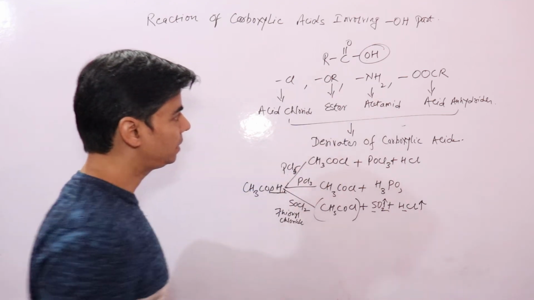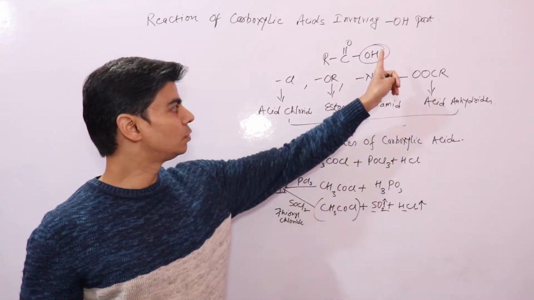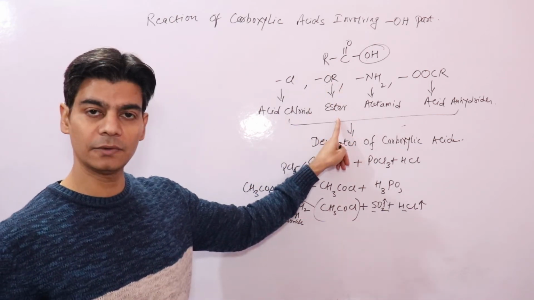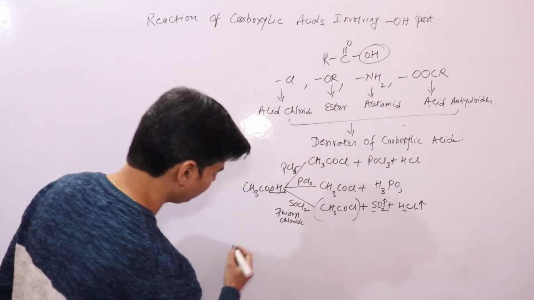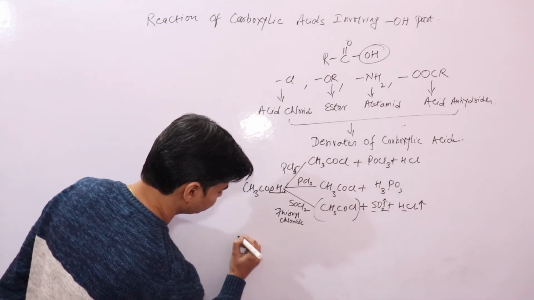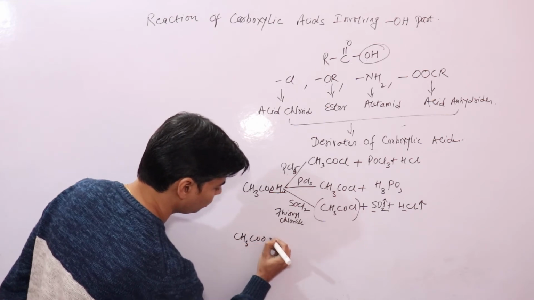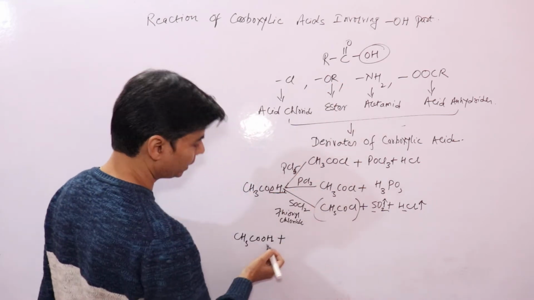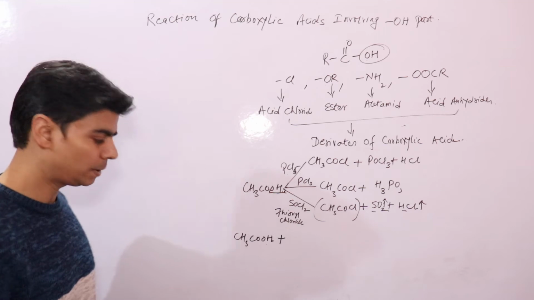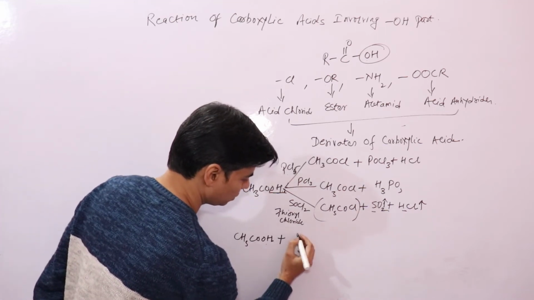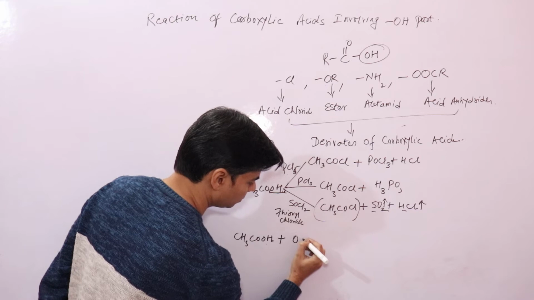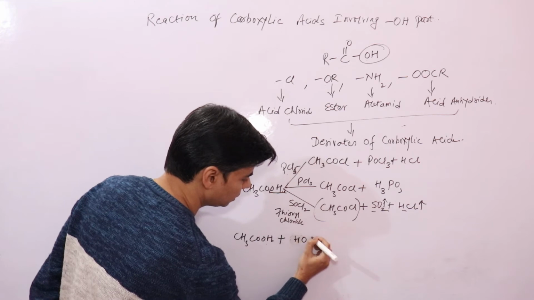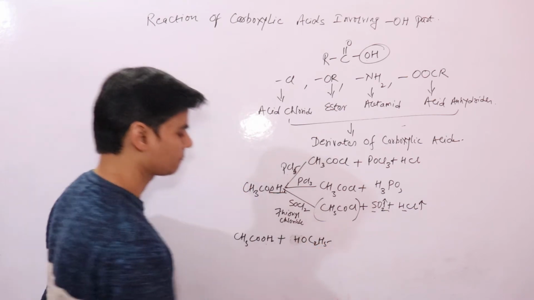Now let's look at the second reaction, where the OH group would be replaced by this OR, alkoxy group, right? What you will get is a derivative which we call an ester, right? So let's look at CH3COOH, right? And how you can replace this OH with OR, alkoxy group, is by treating it with alcohol. Let's write it this way, right?